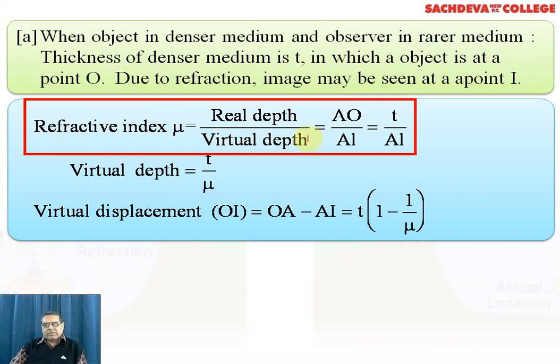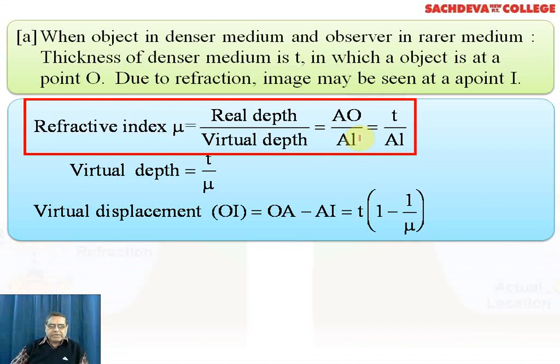Now to understand this, we consider a beaker or a glass container in which we add water. It is filled with water, and a coin is kept at the base of the vessel. When we view it from air into the denser medium, we find that it is slightly raised up. From the surface to the bottom, the depth is called the real depth, and from the surface to the raised position of the coin, that is called the virtual depth.